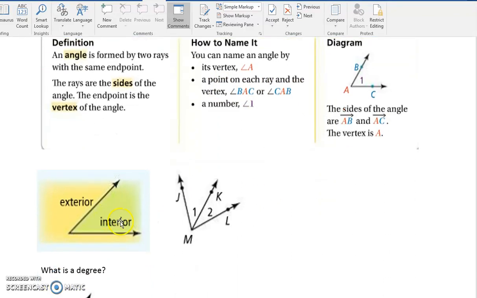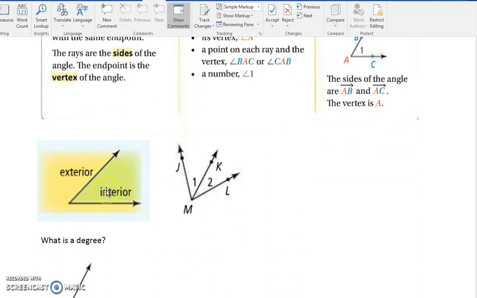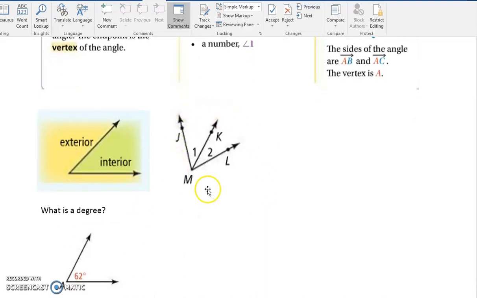Okay, we have the interior of an angle. We'll use some of these terms later, but the smaller part is going to be the interior, and the exterior is on the outside. So let's talk a little bit about how we might name some angles in this general area right here. First, I'm going to jot down a few questions.